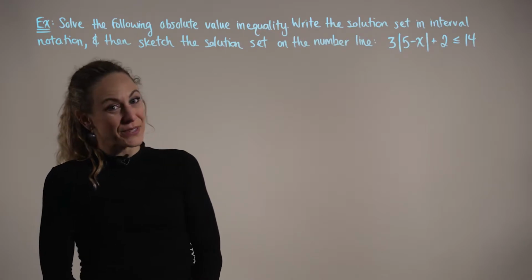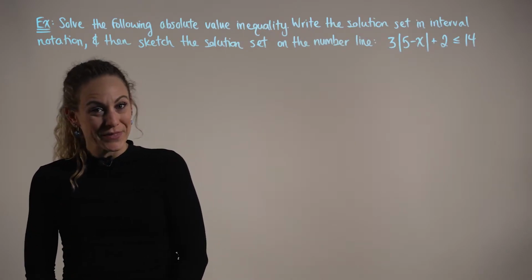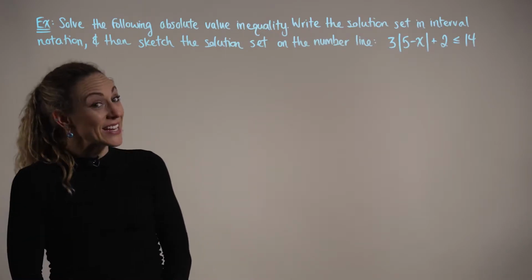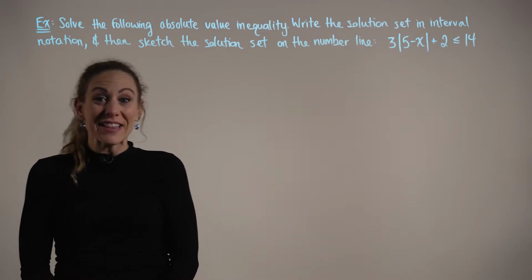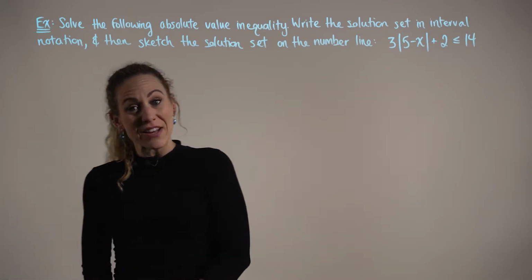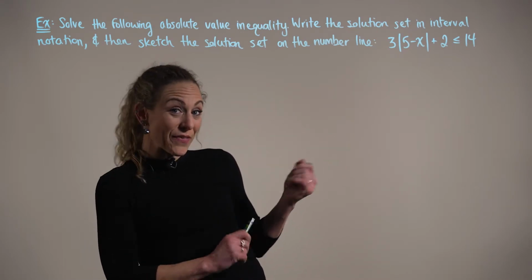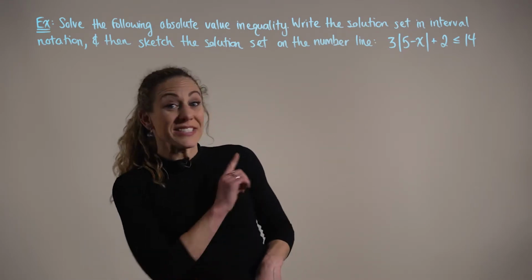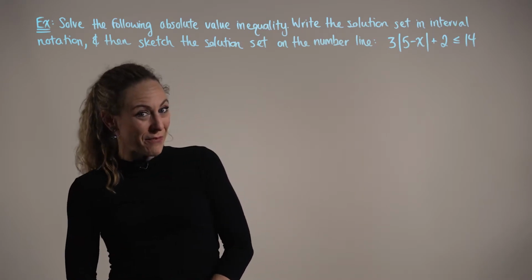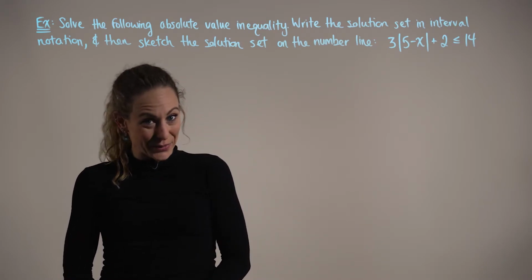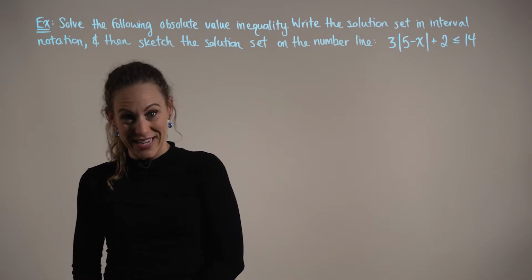Solve the following absolute value inequality. Write the solution set in interval notation, and then sketch the solution set on the number line. And here we are given the absolute value inequality, 3 times the absolute value of 5 minus x, plus 2, is less than or equal to 14.